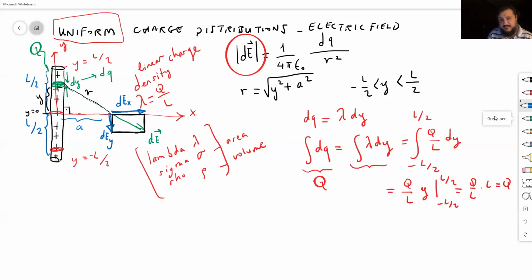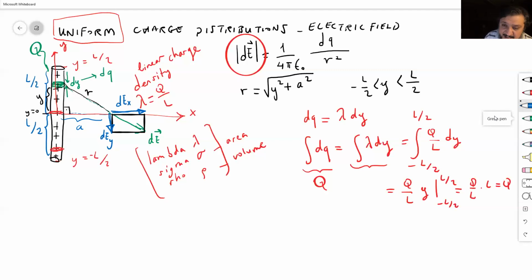Now, what happens is, no matter where you are along that rod, you will have these two components, maybe except for where y is equal to 0, then you have only x component. But in general, you have both y and x components. Whenever you're above y equals 0, dE_y points downward, and whenever you're in the lower part of the rod, the corresponding dE_y points up. And because of the symmetry, we have equal parts and uniform charge distribution, those vertical components, when you add them up, will cancel each other.